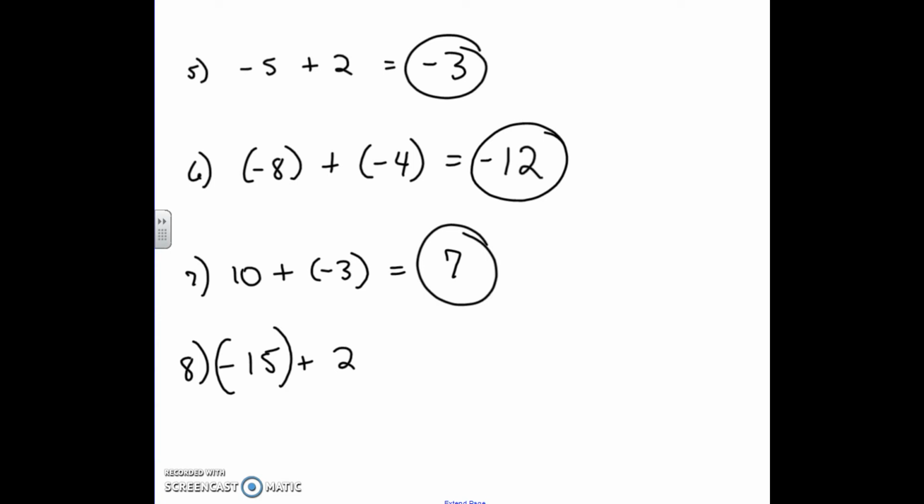They're unlike. So the rule tells us to subtract the two numbers. 15 minus 2 gives me 13. Then we choose which number is larger. Is it 15 or is it 2? It's 15. Take the sign from 15. 15 is negative. So that means our answer will be negative. Therefore, we have negative 15 plus 2 is a negative 13. That will be pretty much all there is on adding integers.